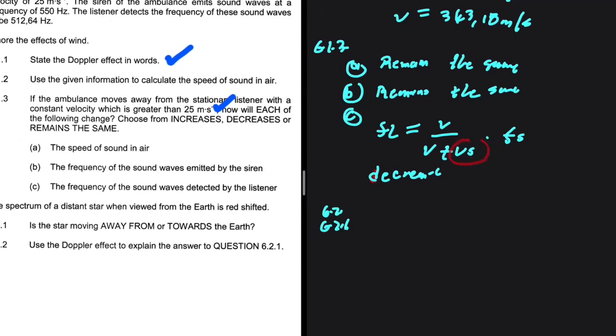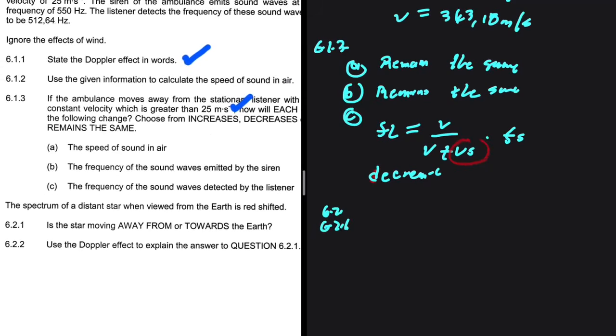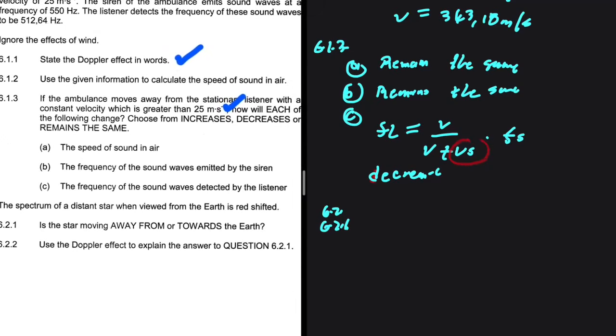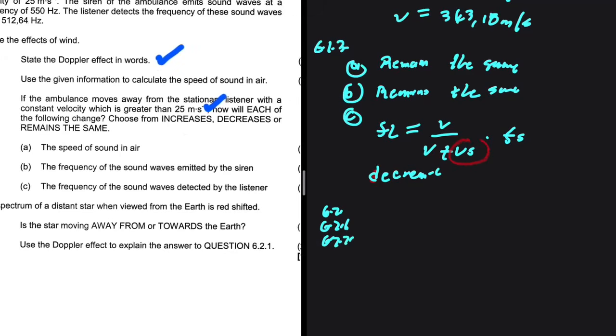And then 6.2.1, the spectrum of a distant star when viewed from the Earth is redshifted. Is the star moving away or towards the Earth? And 6.2.2 says to use the Doppler effect to explain the answer to question 6.2.1. I'm interested in how you answered this question. So 6.2.1, is it moving away or is it moving towards? Let me know in the comment. And what reason did you give? Why are you saying it is moving away? If you said it is moving towards, why are you saying that is the case? Let me know in the comment section.